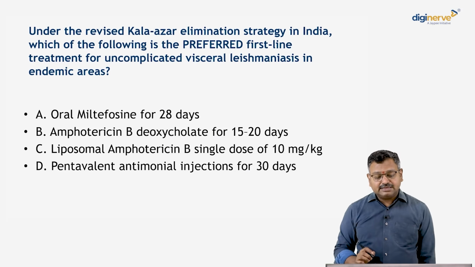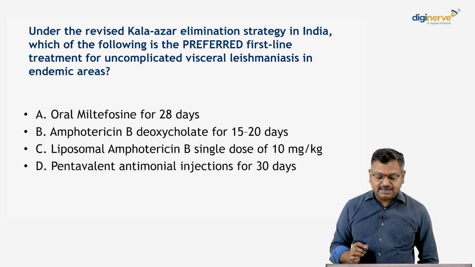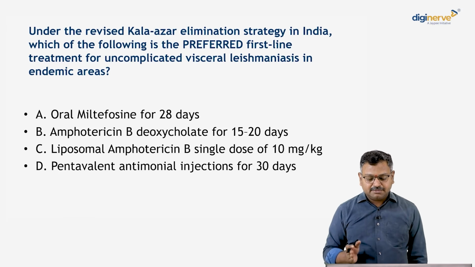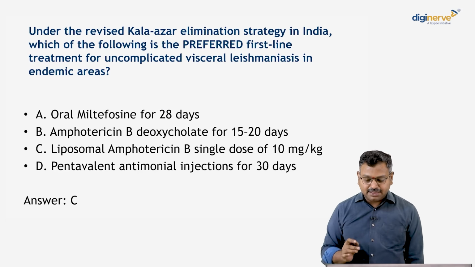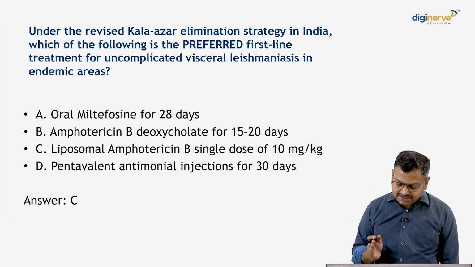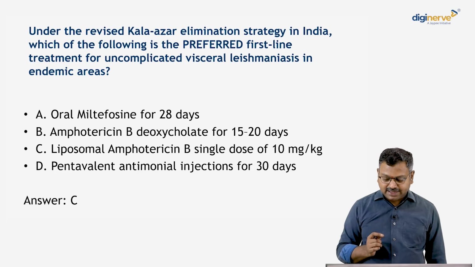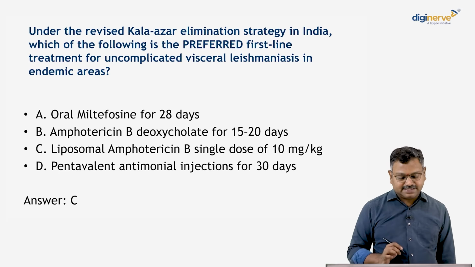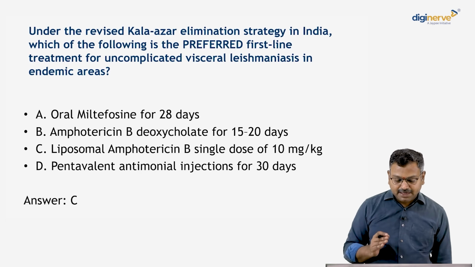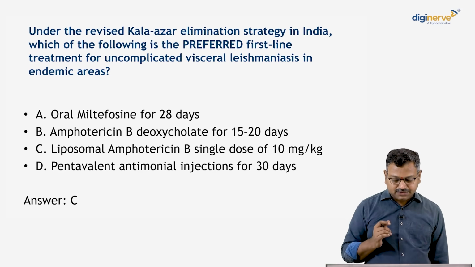Under the revised Kala Azar elimination strategy, which is the first line for uncomplicated visceral leishmaniasis? So please remember, the drug of choice which has been recommended is liposomal amphotericin B, 10 milligrams per kg. It has to be continued for 14 to 21 days, and this is available free of cost. Miltefosine was previously the first line, but now there is a lot of resistance. Amphotericin B deoxycholate, yes, but requires renal monitoring, because of nephrotoxicity.